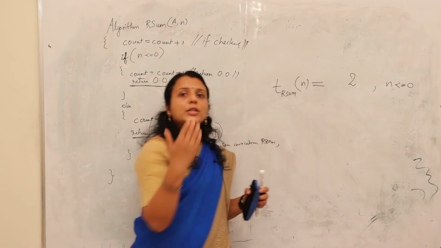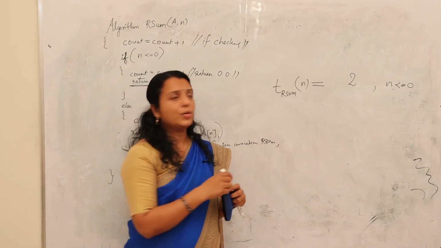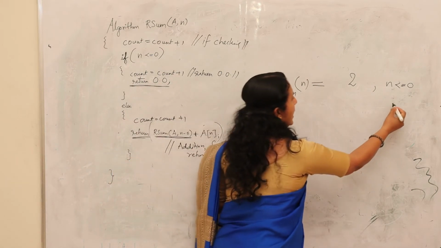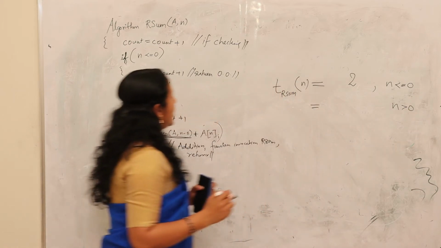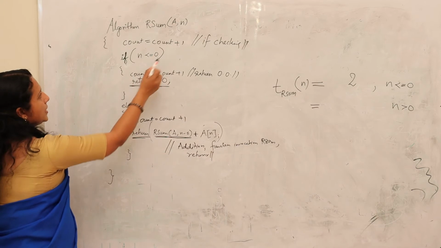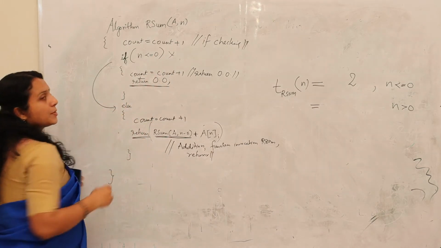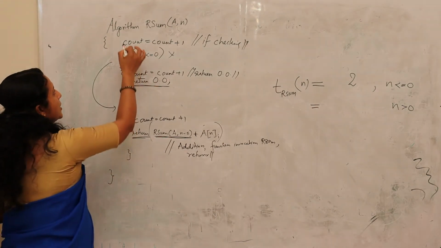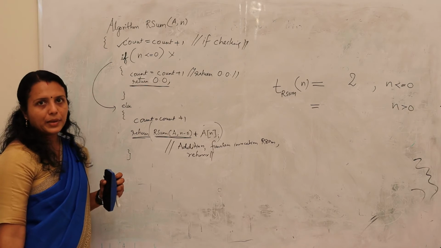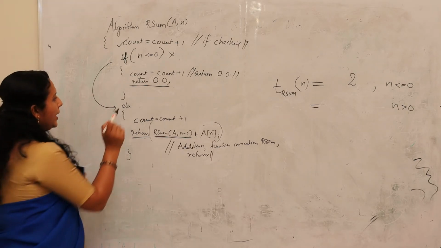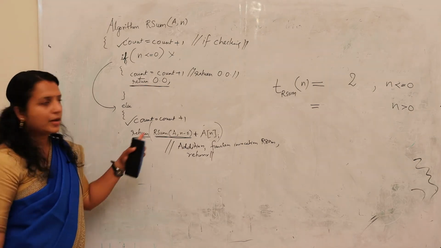And now you have to think about the other situation. That means when the condition is not true. That means when n is greater than 0, what happens? Check here. When this condition is false, what happens? The control comes to the else part, isn't it? And for the if checking, one count incrementation has already happened. So one count incrementation, and in the else part, another count incrementation is there.